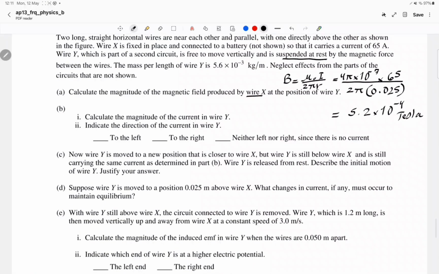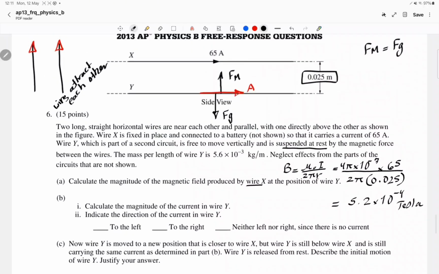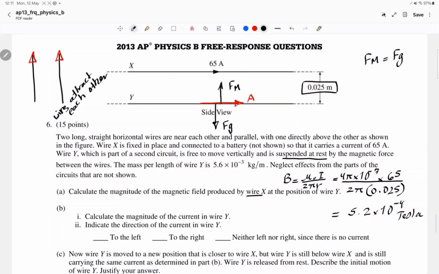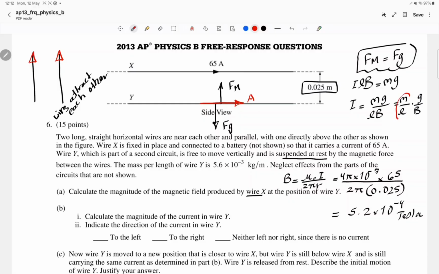B, calculate the magnitude of the current in wire Y. Now, like we said, wire Y is feeling a magnetic force on it due to wire X. And now we can equalize the magnetic force on wire Y to the gravitational force on wire Y. So we're going to say ILB is equal to mg. So I is equal to mg over LB. So m over l times g over B. Why would I separate them? Because I know that mass per length is given to me as 5.6 times 10 to the power of negative 3.